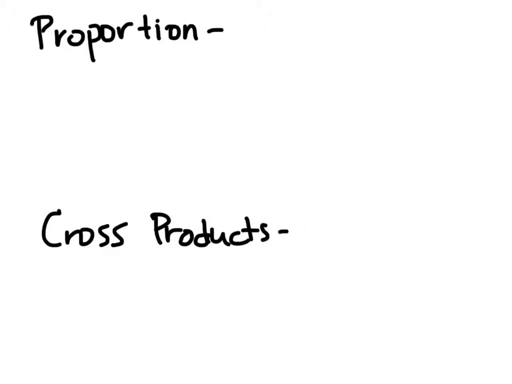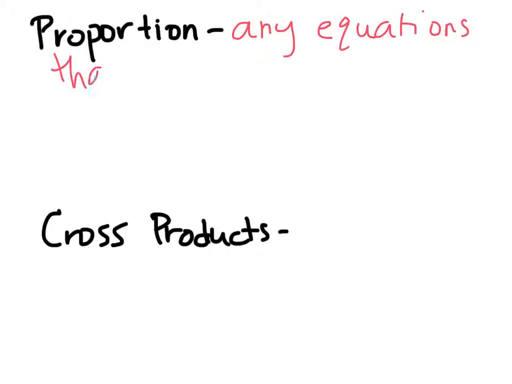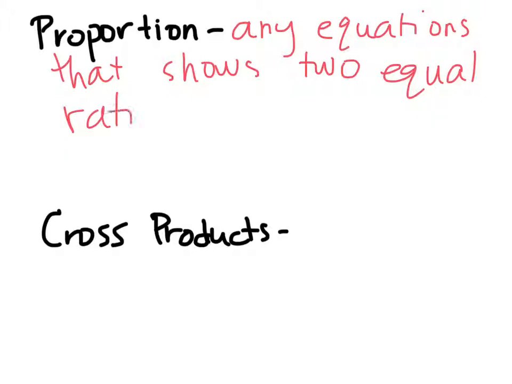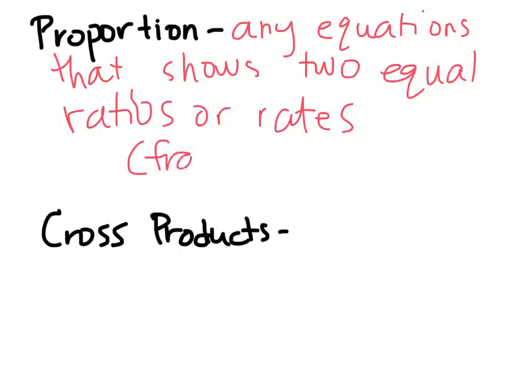Okay, a proportion is any equation that shows two equal ratios or rates, and in parentheses we're going to put fractions. It just basically looks like two equivalent fractions to each other form a proportion. And to solve proportions, we use something called cross products. If there's a number missing, we can solve it by finding our cross products and showing that they are equal to each other.